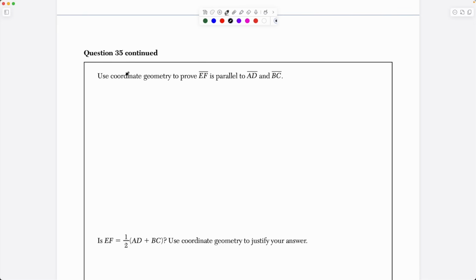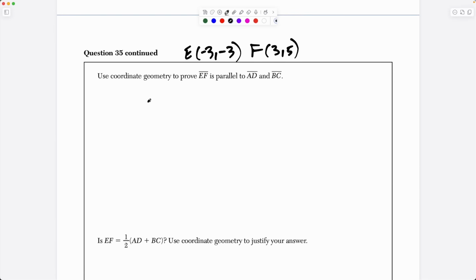So for the next part of question 35, we have to use coordinate geometry to prove that segment EF is parallel to segment AD and BC. So for this one, I'm just going to go back to the beginning of the question here. So I'll just write this down. But E was located at -3, -3, and F was located at the point 3, 5. Okay, so these were the locations here for E and F.